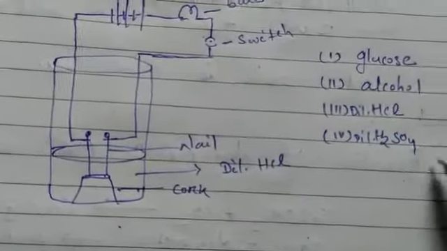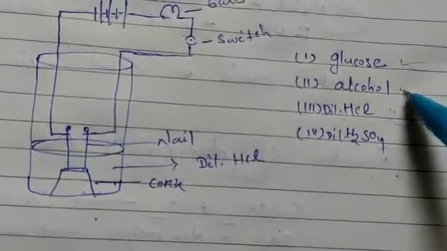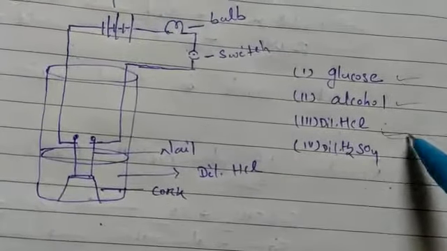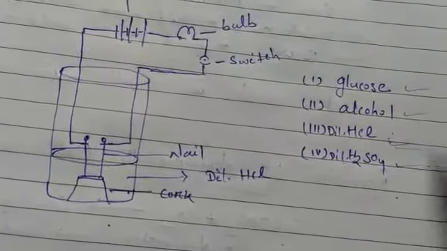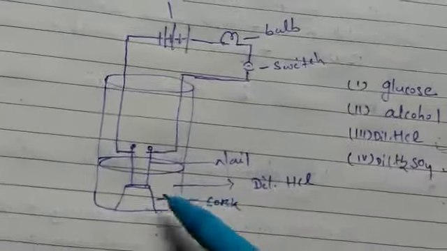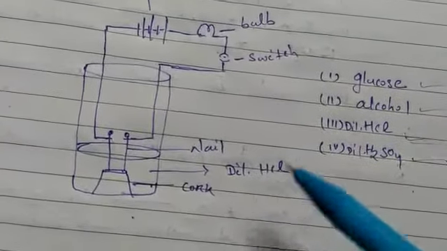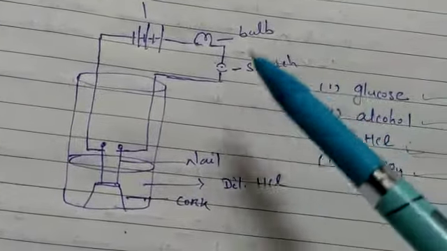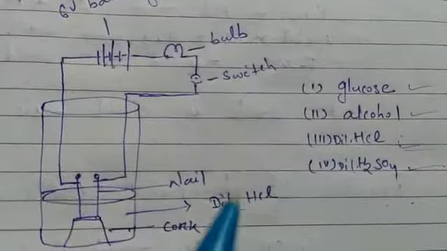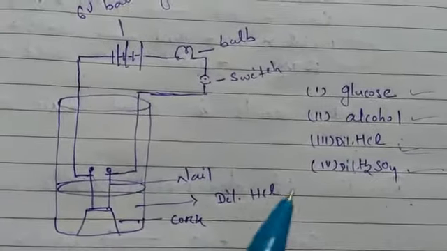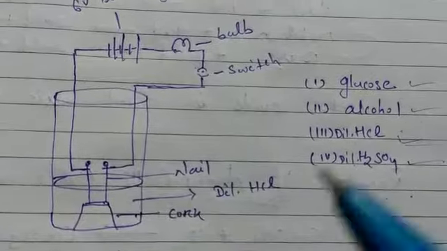We will try with all the solutions: glucose solution, alcohol solution, dilute hydrochloric acid and dilute sulfuric acid. All the 4 solutions we will use here and we will see whether the current is passing or not, whether the bulb is glowing or not. So this is the experiment setup to see whether electricity is conducted here or not.